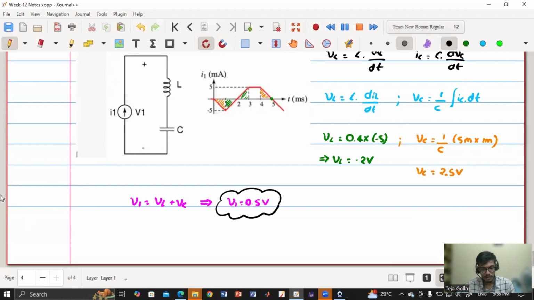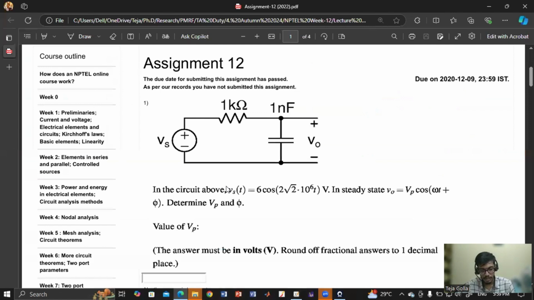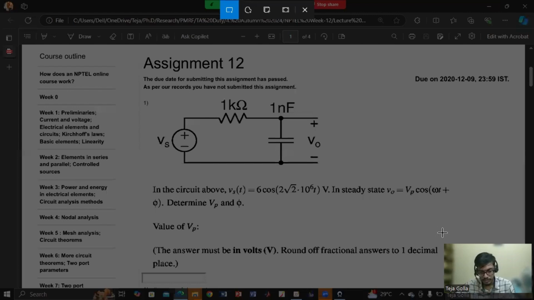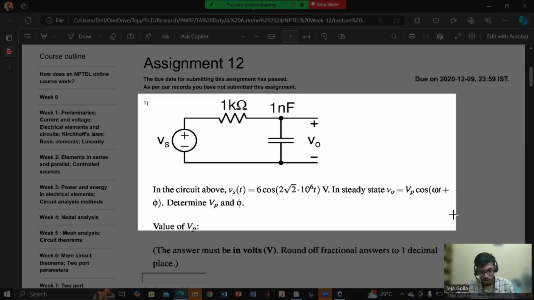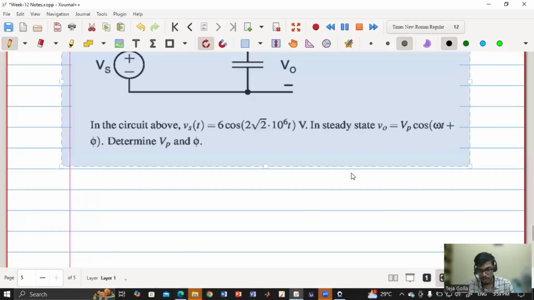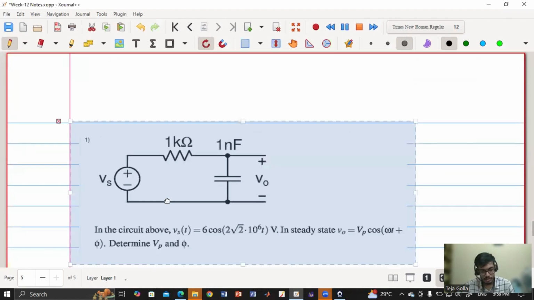Thank you. Okay. So now let us solve few problems from assignment 1. These are also very simple and straightforward, but we'll try to understand how to solve this. So they're asking value of VP and then phi. So first everything we will convert into phasor and then we'll solve it in terms of phasor.